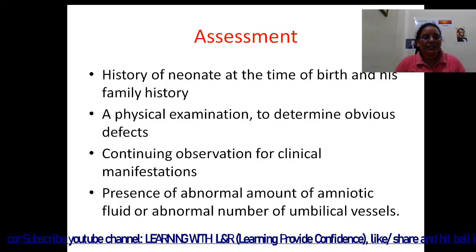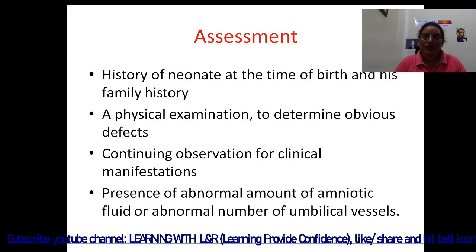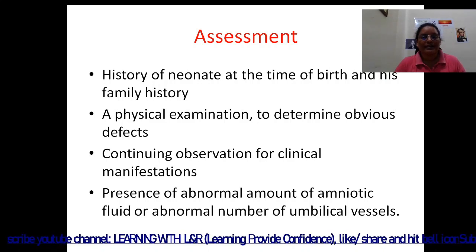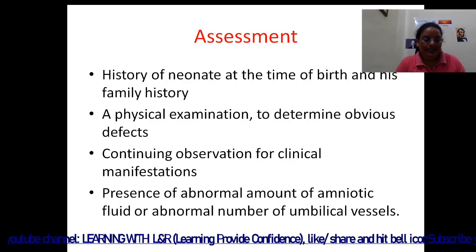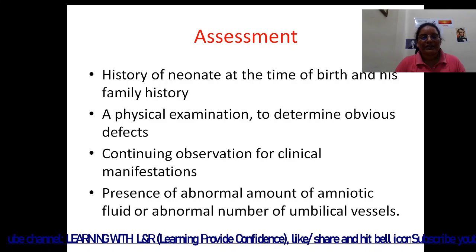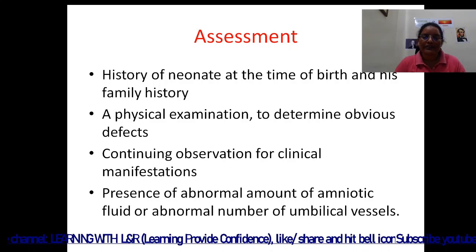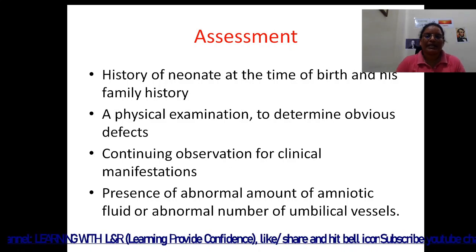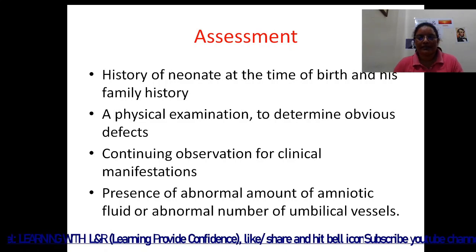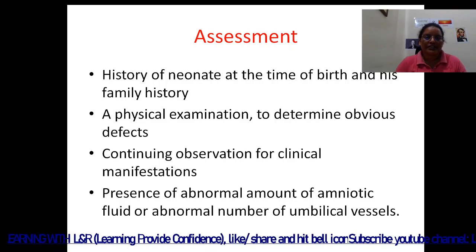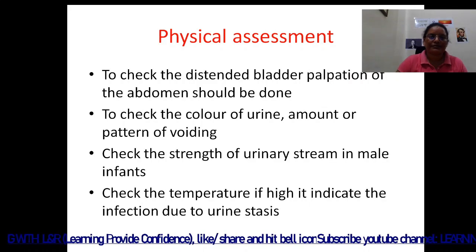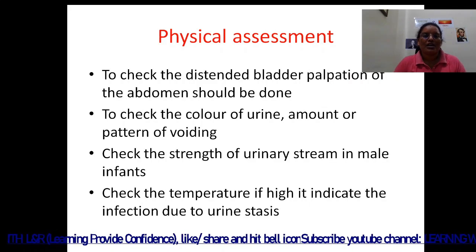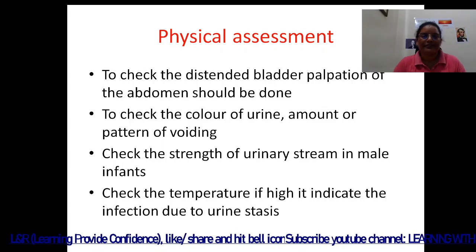If the amniotic fluid is lower than normal, or the umbilical vessels are more or less than the normal quantity... Usually in the umbilicus there are 2 arteries and 1 vein. Maybe in this case 1 artery or 1 vein, maybe 2 arteries, 2 veins. There is something abnormal there.